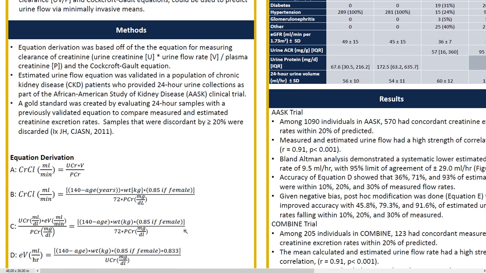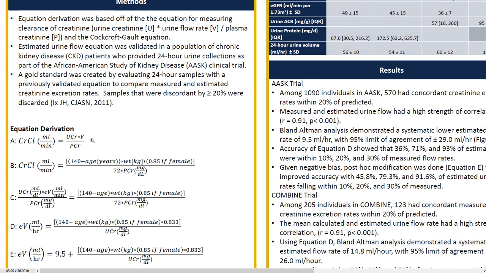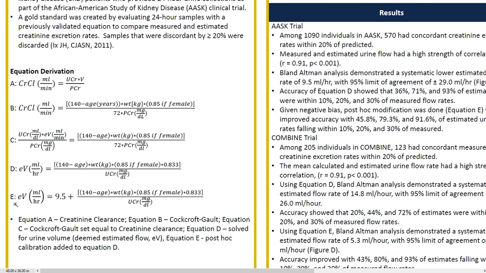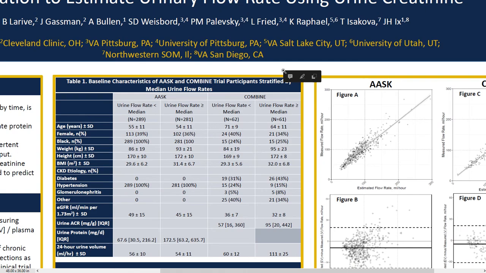The way we derived our equation is as follows. We started with the creatinine clearance equation in A and the Cockcroft-Gault equation in B. We then set those equations equal to each other because both were solving for creatinine clearance. If you simplify, you're able to ultimately wind up with urine flow, EV, in milliliters per hour, which can be derived by age, weight, gender, as well as urine creatinine concentration. Our final equation, equation E, has a post hoc modification factor that I will discuss later.